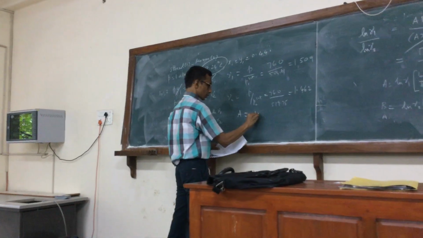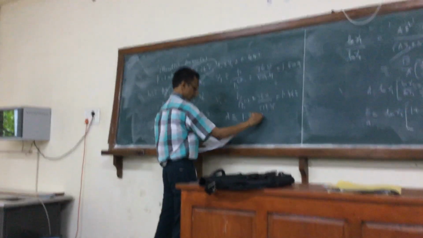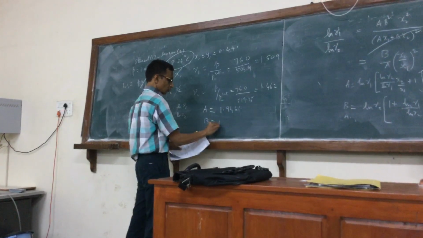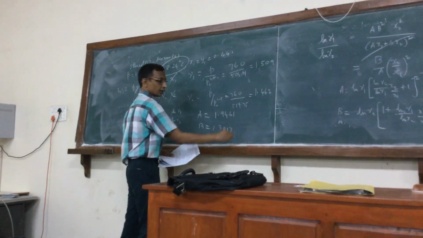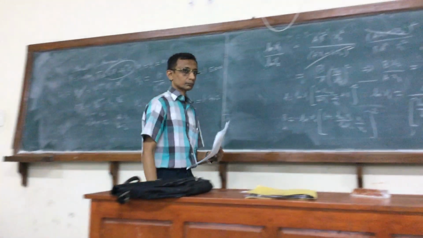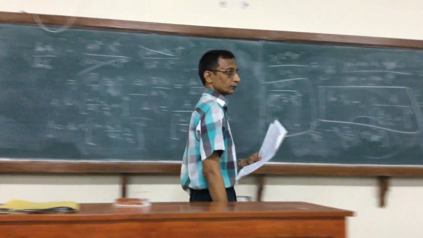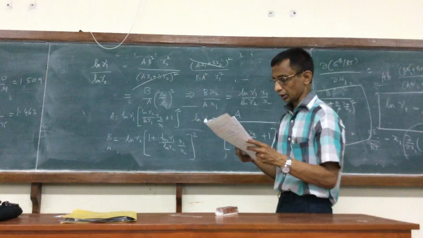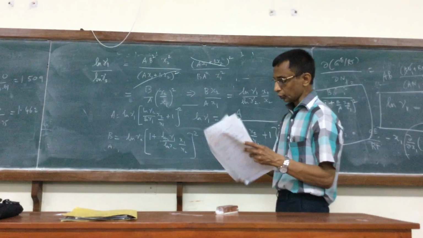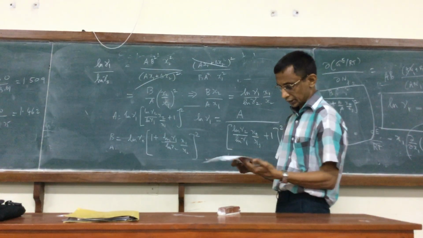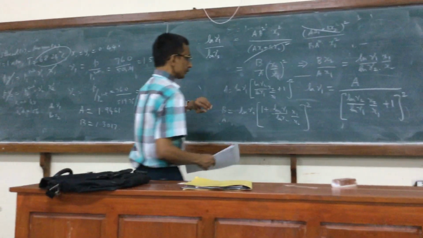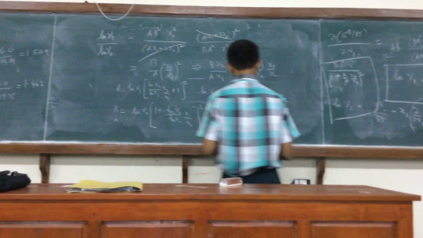So in this case, A turns out to be 1.9461 and B 1.3917. So now you go back and look at the expression for both. You see that both A and B are positive. So what that means is, now let's see if you can get anything from this.